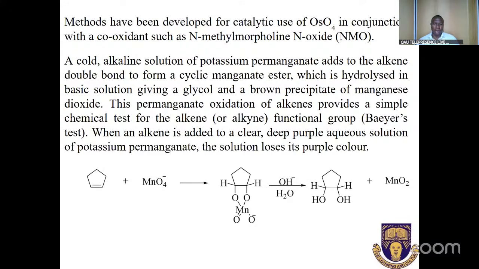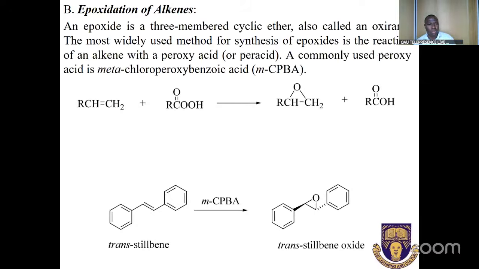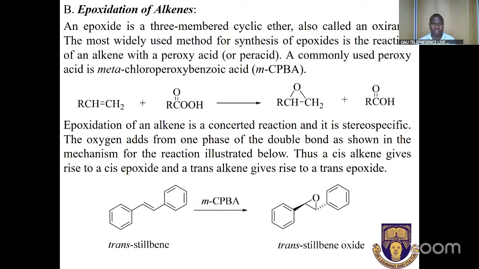So when you have an alkene, or an alkyne, and you add it to a clear, deep purple solution of potassium permanganate, the solution becomes decolorized. I'm sure you've heard of decolorization of permanganate before. So again, the product of this reaction is also a diol, as you can see there. It's similar to the first product we talked about earlier. Okay, so that's syn-dihydroxylation. We then go on to the second type of oxidation, and this is called epoxidation.